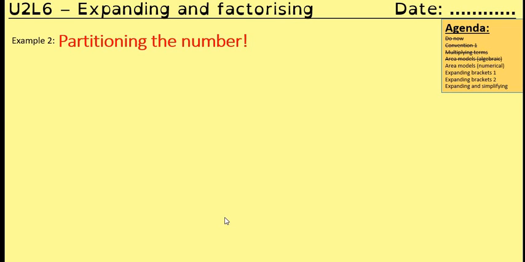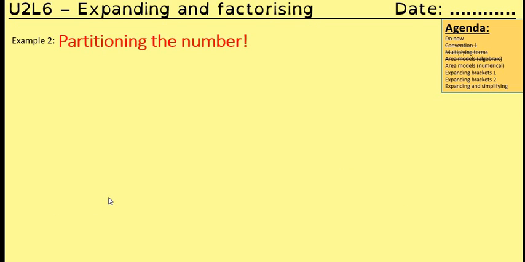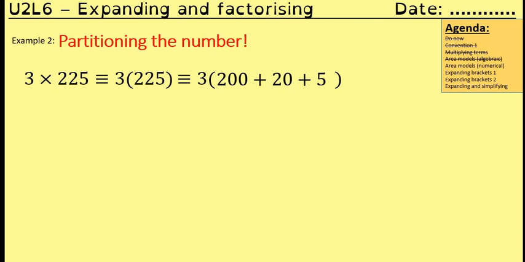So we're going to look at a few more examples of this, like this second one where we partition the number up. So these ones you should copy into your book. You didn't have to copy the last two. So if I was trying to do 3 times 225, I know that I can show that with brackets like this, 3 brackets 225. To help me do this a bit quicker, I'm going to partition this number 225 up within the bracket. I'm going to partition it to 200 plus 20 plus 5.